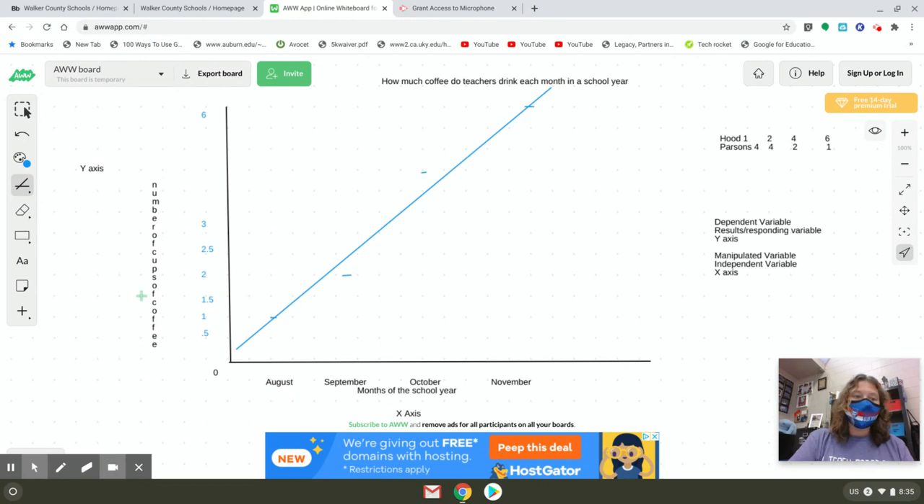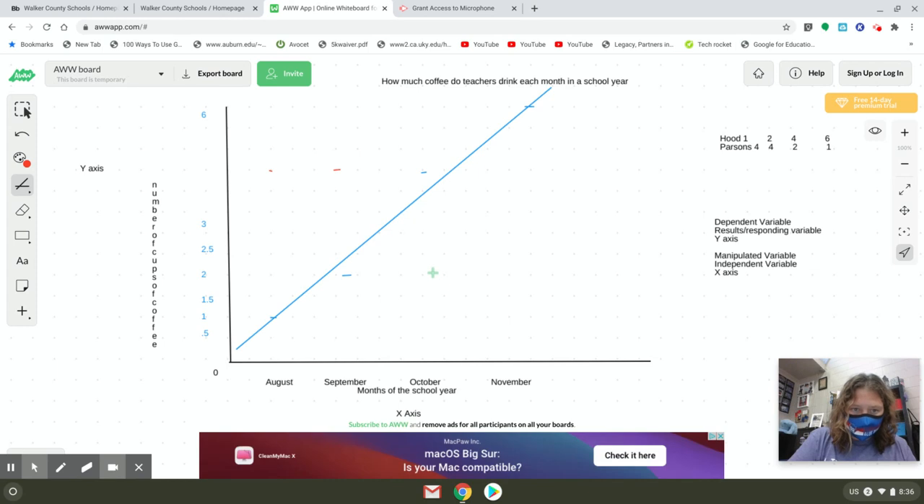Now next we're going to plot our second set of data. So Miss Parsons had 4 cups of coffee in August. She had 4 cups of coffee in September. And then she had 2 cups of coffee in October and 1 cup of coffee in November. So again, we're going to draw our line of best fit. We can see that our line is kind of moving this way. So we're going to start right about here.